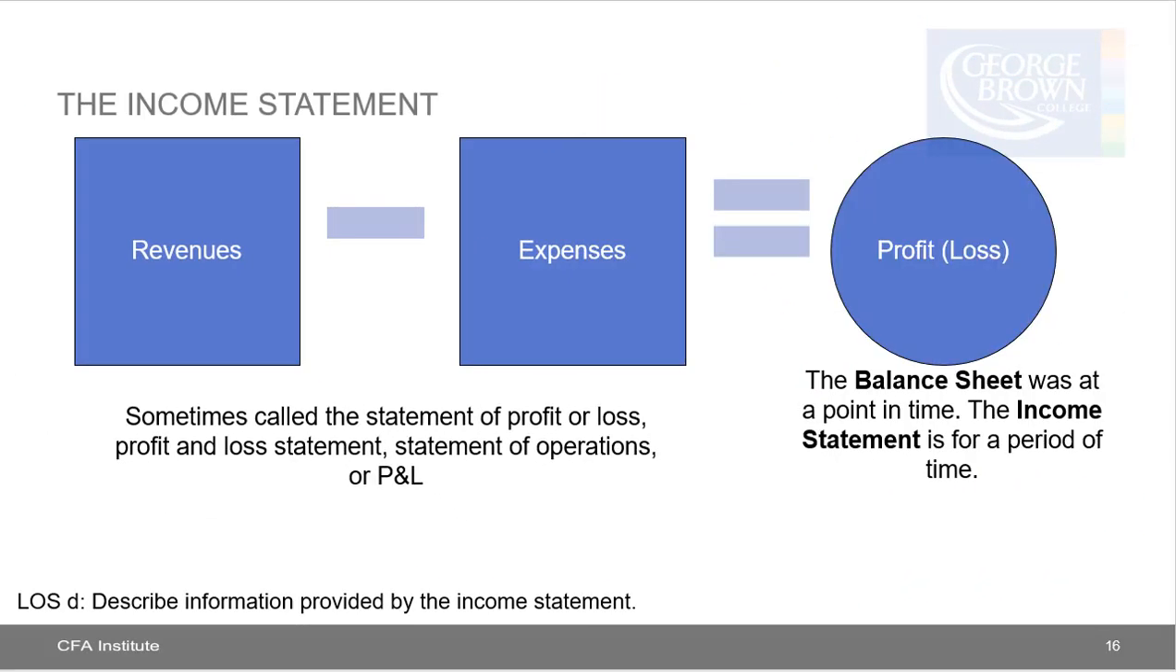Now we're moving on to Learning Outcome Statement D, which is describe information provided by the income statement. And you can see the income statement, revenues minus expenses equals profit. That's the basic equation. And the income statement is sometimes called the statement of profit or loss, profit and loss statement, statement of operations, or P&L for short, okay? And the important thing to note is that recall that the balance sheet was as at a point in time. So for example, as at December 31st, 20X1, or as at December 31st, 20X2. But the income statement is for a period of time, so it'd be for the year of 20X1 or for the year ending December 31st, 20X2, for example.